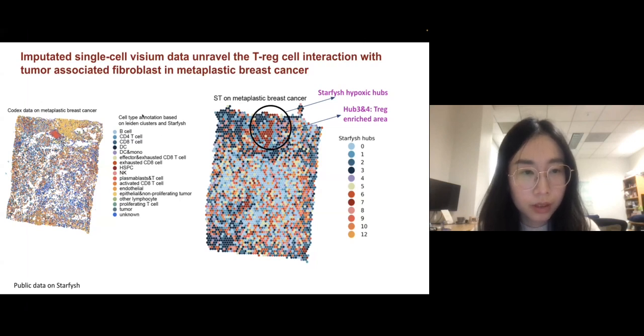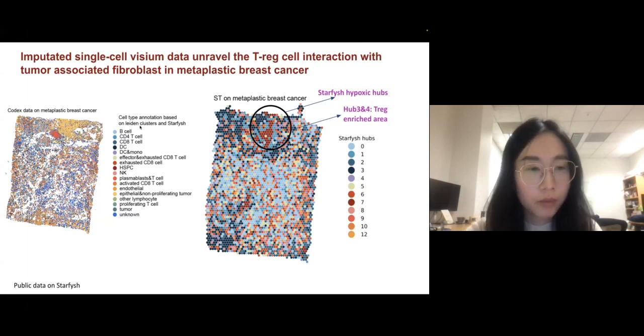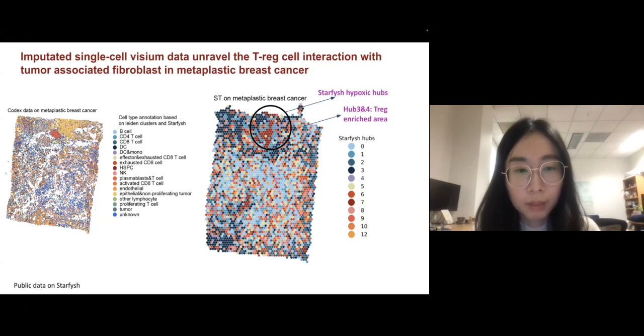So CODEX can only tell us very major cell types, because they're very limited in the number of proteins profiled, and in most cases immune cells have subtypes, and we require more markers to identify those subtypes. So in STARfish, we were just trying to roughly validate our proportion predictions, and we didn't go further than that.